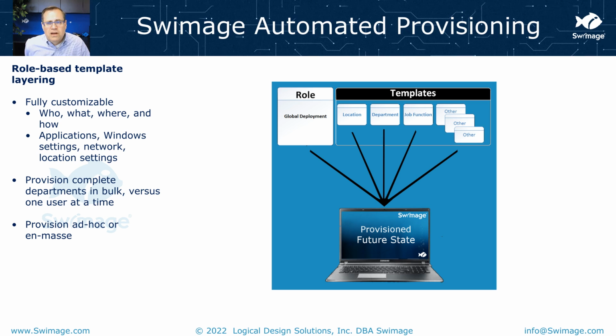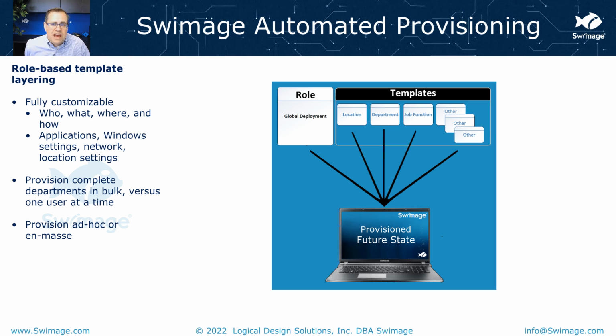So a template can do one of two things when you layer it on to an existing template or a provisioning state. What it can do is change an attribute. So a job function template may be a higher strength than the location template, so it may change which OU that machine belongs to when it joins the domain.